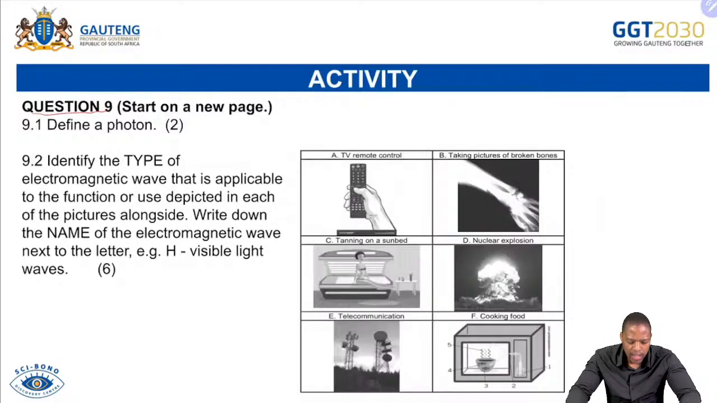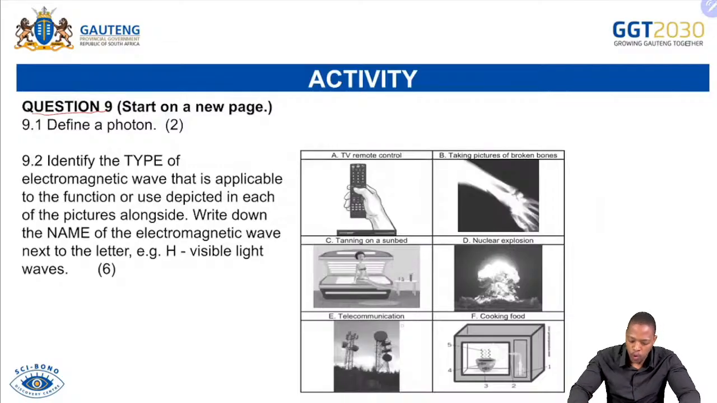Number 2 was saying, identify the type of electromagnetic waves that is applicable to the function or use depicted in each of the pictures alongside. Write down the name of the electromagnetic wave next to the letter. You can say it's visible light waves, if maybe you think it's visible light. So you would see here the pictures: TV remote control, and taking pictures of broken bones. Turning on sunbeds, and then nuclear explosion, telecommunication, and even cooking. What do you think is the type of waves that are there?